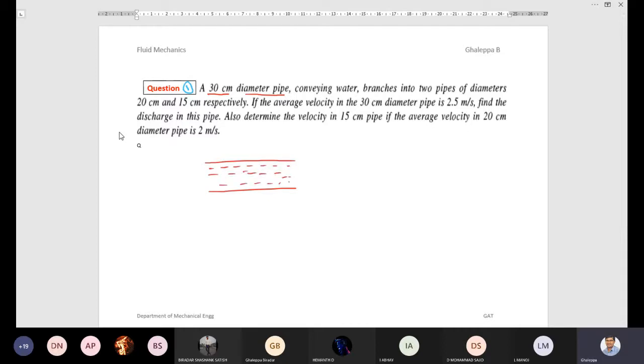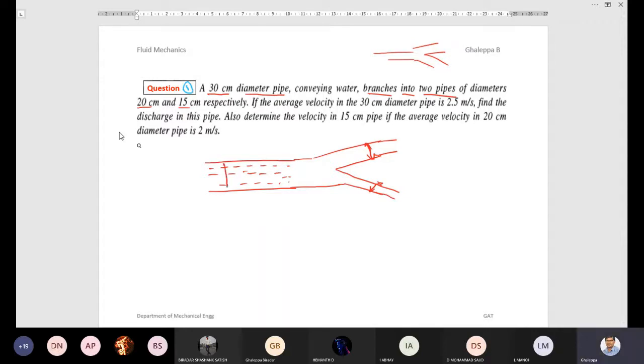The water is flowing through this pipe. This pipe branches into two pipes. Okay, it is divided into two pipes. What are the diameters of the two pipes? 20 centimeter, 15 centimeter. So this pipe I will divide into 20 centimeter. So 20 is larger. 15 centimeter should be the smaller diameter? Yes. This is the larger diameter. This is 20. This is 15.